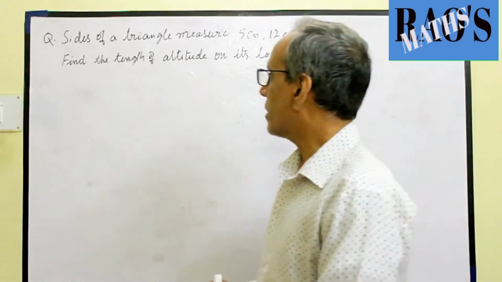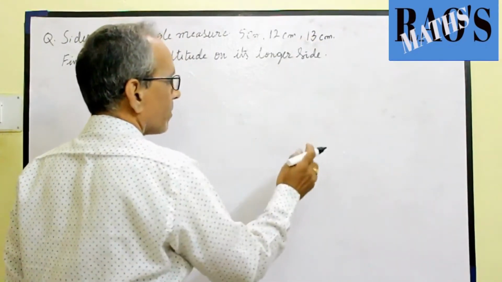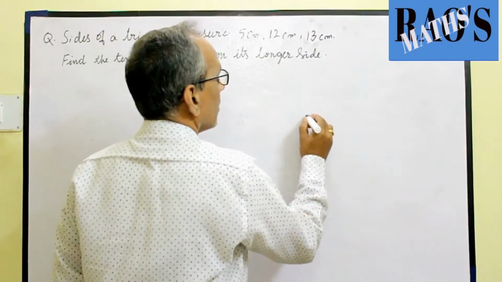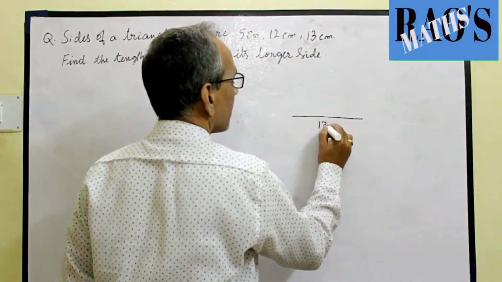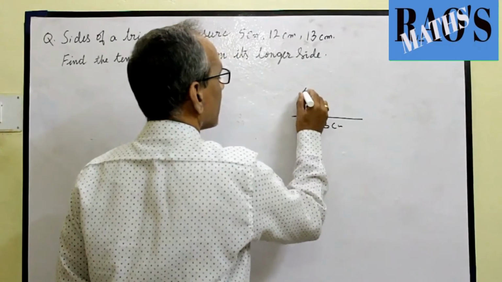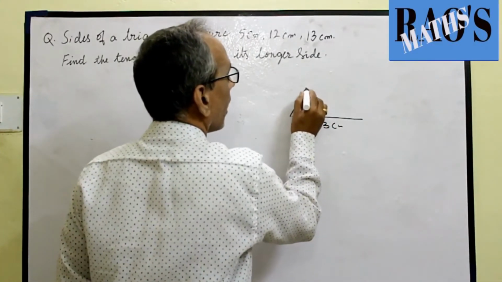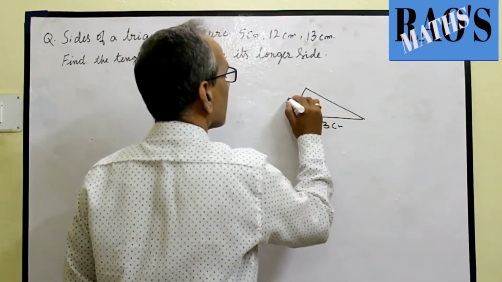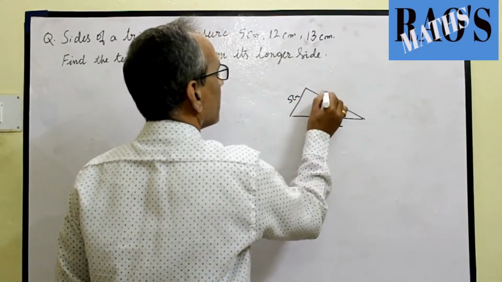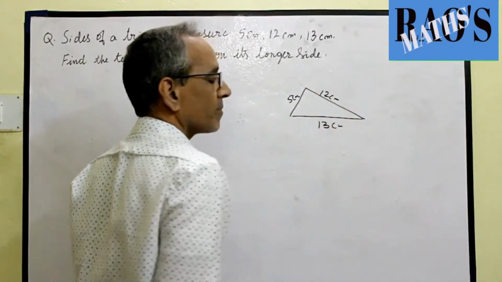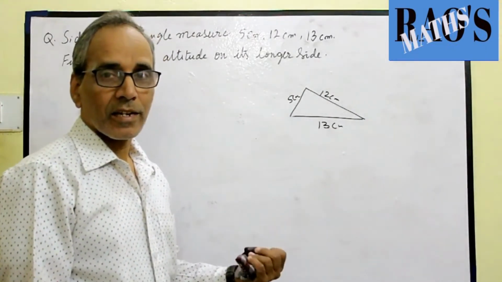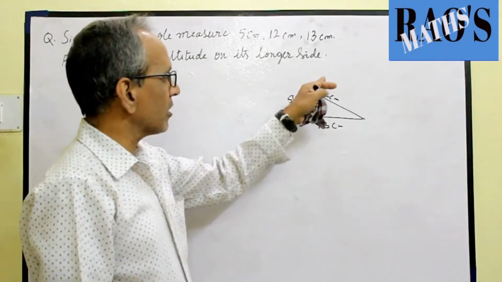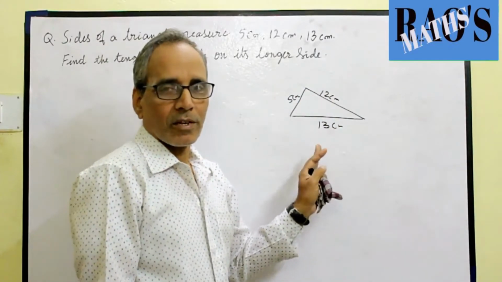Let me draw the triangle first with the longest side as base in my rough work. So it is the longest side, which is 13 centimeter, and the remaining sides are 5 and 12. By measurements we come to know this is a right angle triangle, because 5 square plus 12 square is equal to 13 square. It is a Pythagorean triplet.